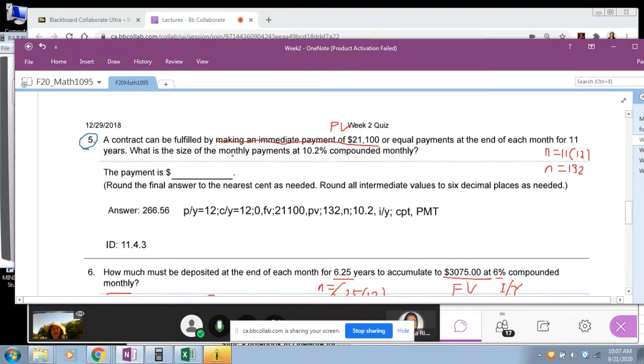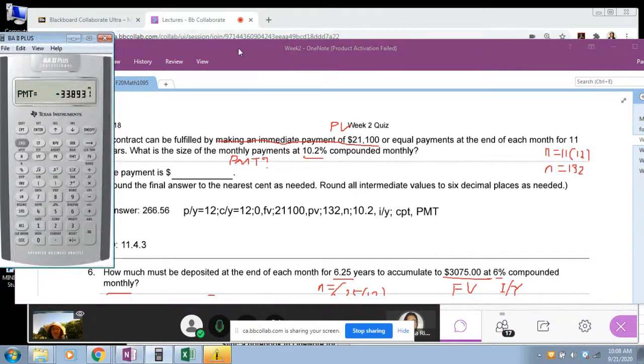And the question, what is the size of monthly payment? The question asks you, what is PMT? That is the question. And interest is compounded 10.2% monthly. Okay. So method one, calculator.